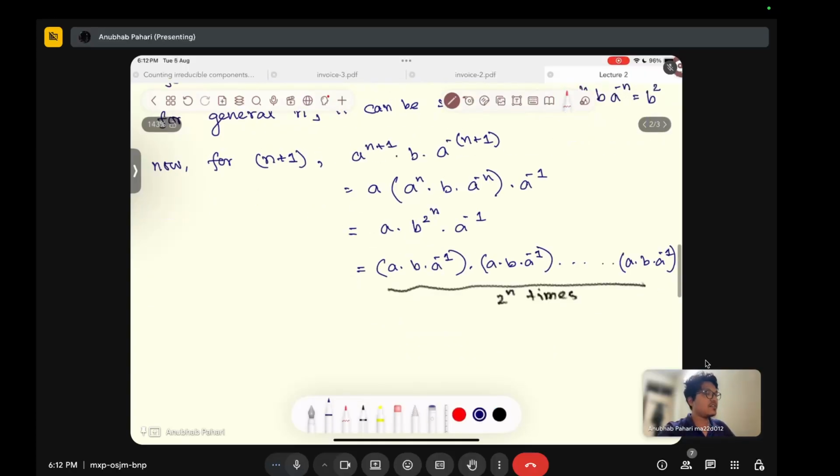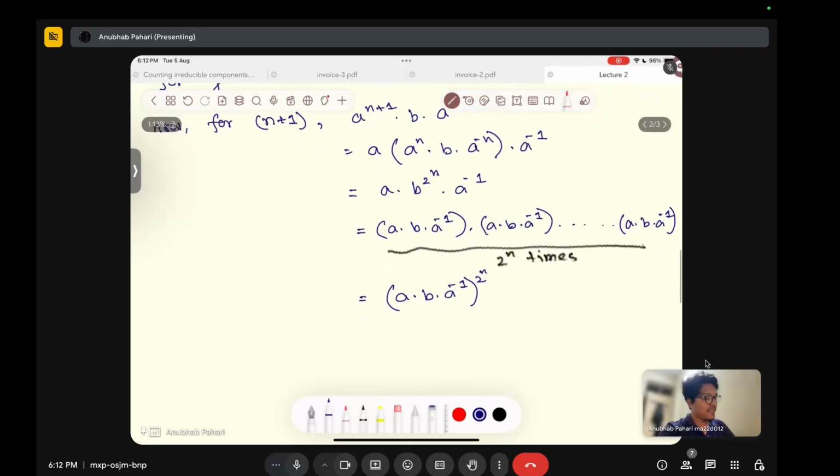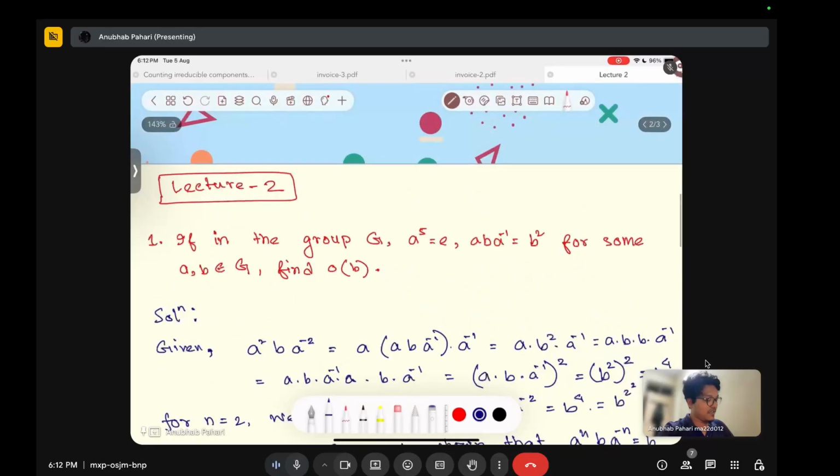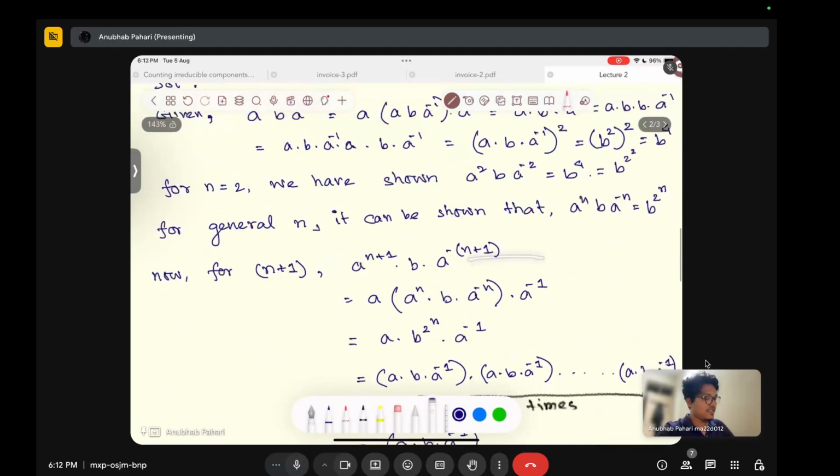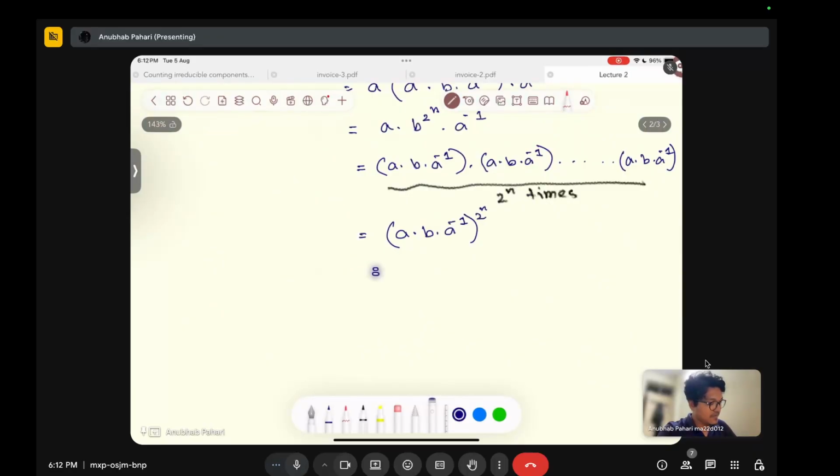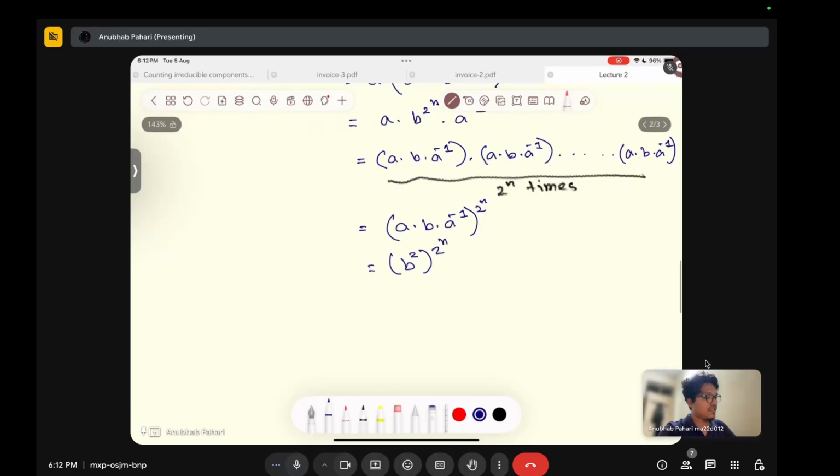So that means this is nothing but a dot a inverse 2 to the power n, and again a b a inverse from here, it is nothing but b square, and we have 2 to the power n, so it should be b into 2 into 2 to the power n, that means b to the power 2 to the power n plus 1.